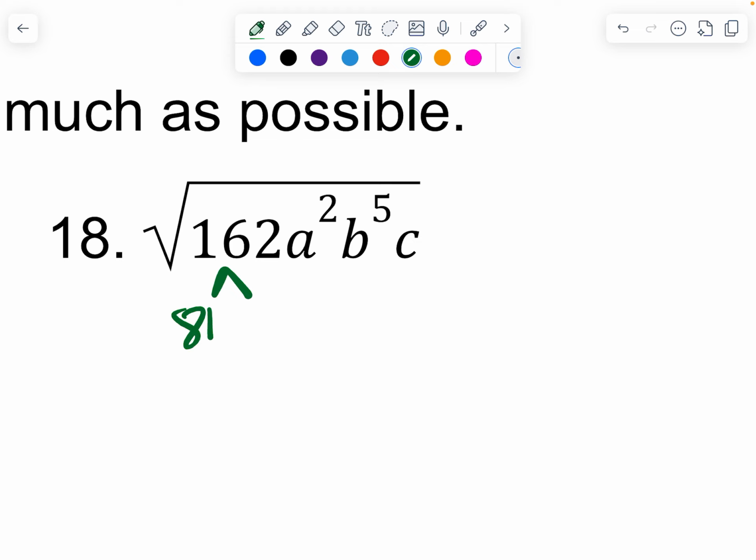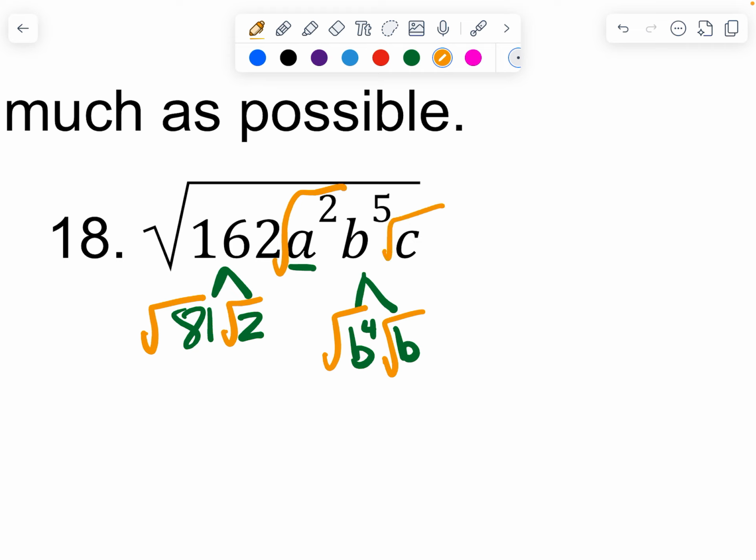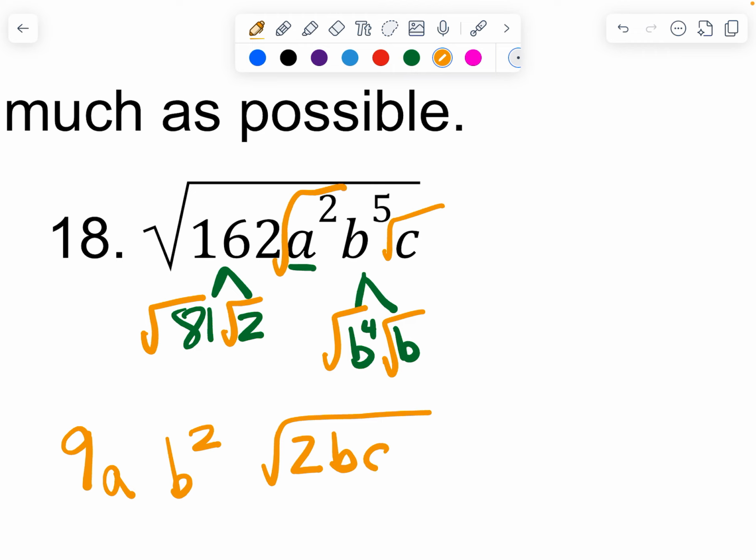This is going to be 81 times 2. That's already okay. This one, though. Okay, so if I'm taking the square root of each one of these, square root, square root. So I'm doing that. That means I've got 9. 2 cannot be taken the square root of. The square root of a squared is a. The square root of b to the fourth is b squared. All you do is divide the exponent by 2, b, and then c.